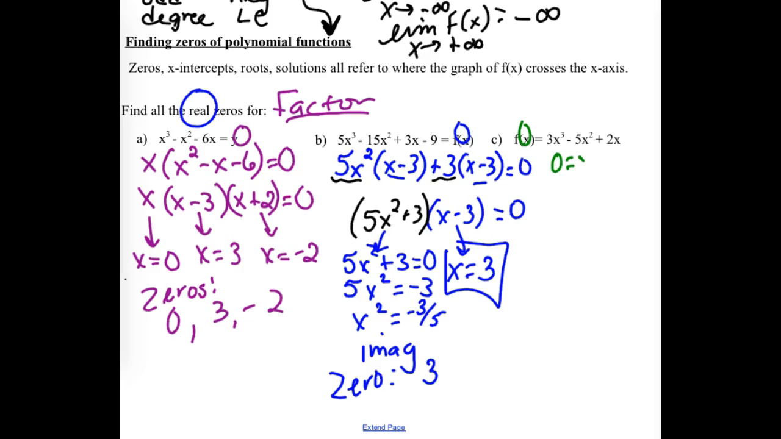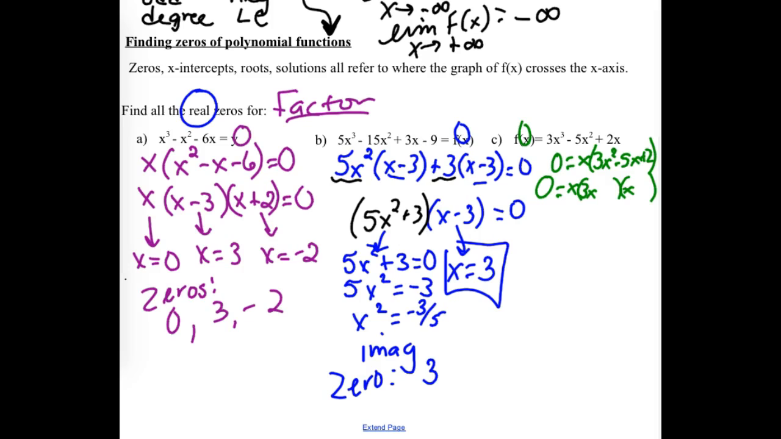First step would be to factor an x out. It leaves me 3x squared minus 5x plus 2. And then I would try to factor that trinomial part. The 3x squared I would have to split into 3x and x. I need to get a positive 2 on the end, so I'm looking at 2 and 1, negative 2, negative 1. Since I need a negative 5 in the middle, I need the negative options.